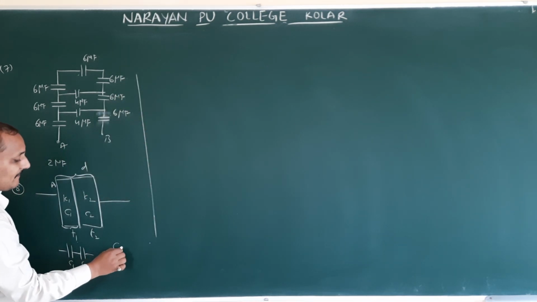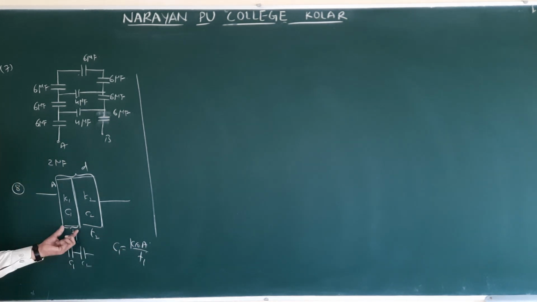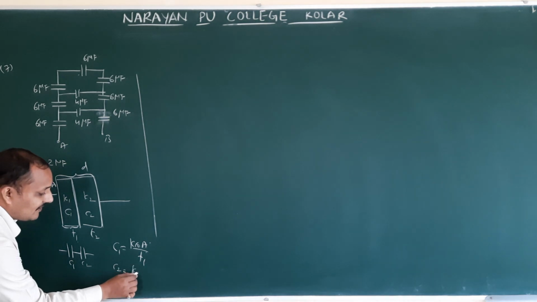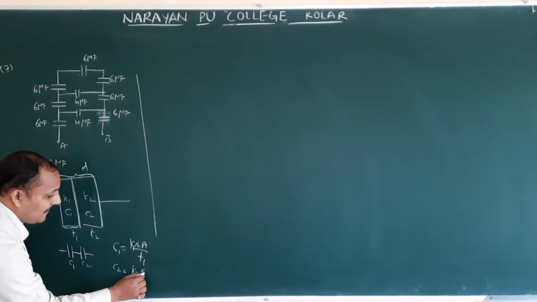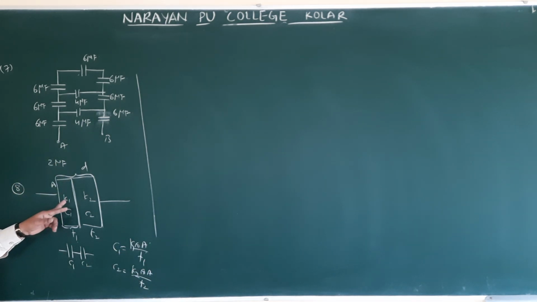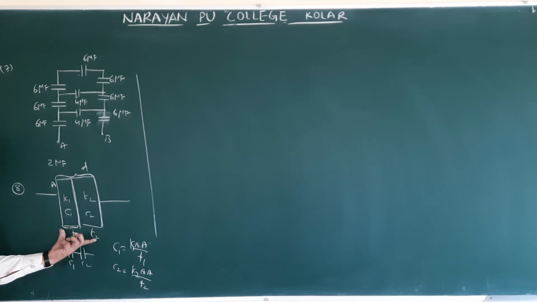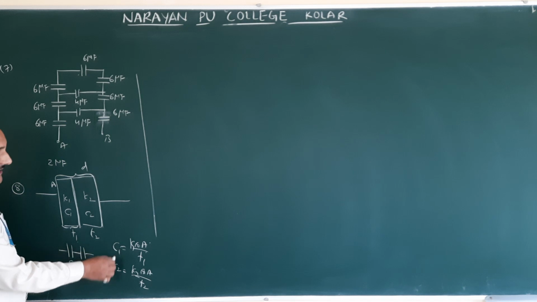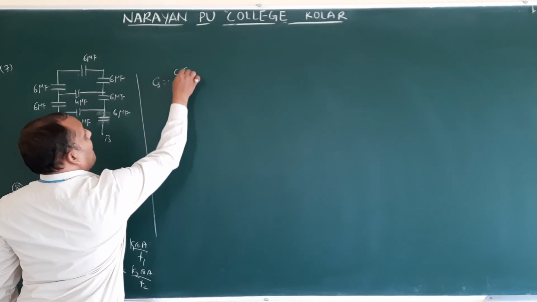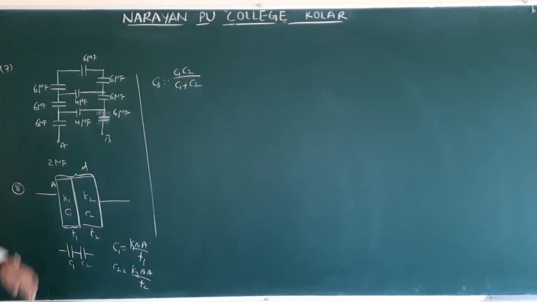What is C1 here? K1 epsilon naught A by T1. C2 is equal to K2 epsilon naught A by T2. Here the distance is T2. Total separation is T1 plus T2, that is nothing but D. So these two are connected in series. Therefore the resultant capacitance CS is equal to C1 C2 by C1 plus C2, otherwise 1 by C1 plus 1 by C2. That is your wish.